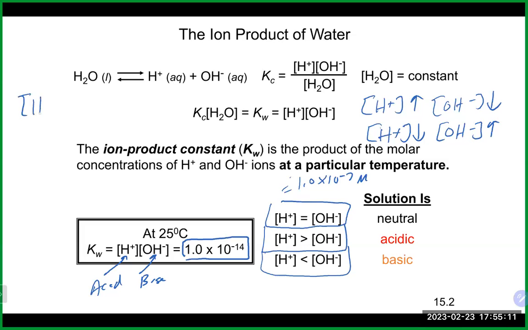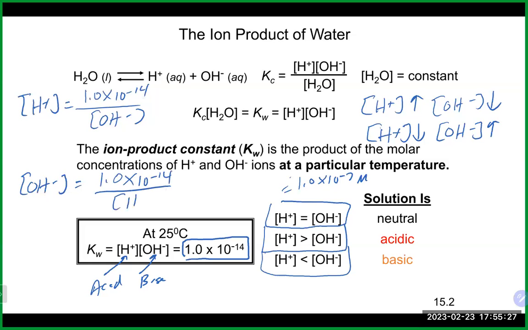We could use this, really, it's the same calculation. The good news is the H plus concentration would equal 1 times 10 to the minus 14 divided by the OH minus concentration. Or if you wanted the OH minus concentration, once again it's the same calculation: 1 times 10 to the minus 14 divided by the H plus concentration.